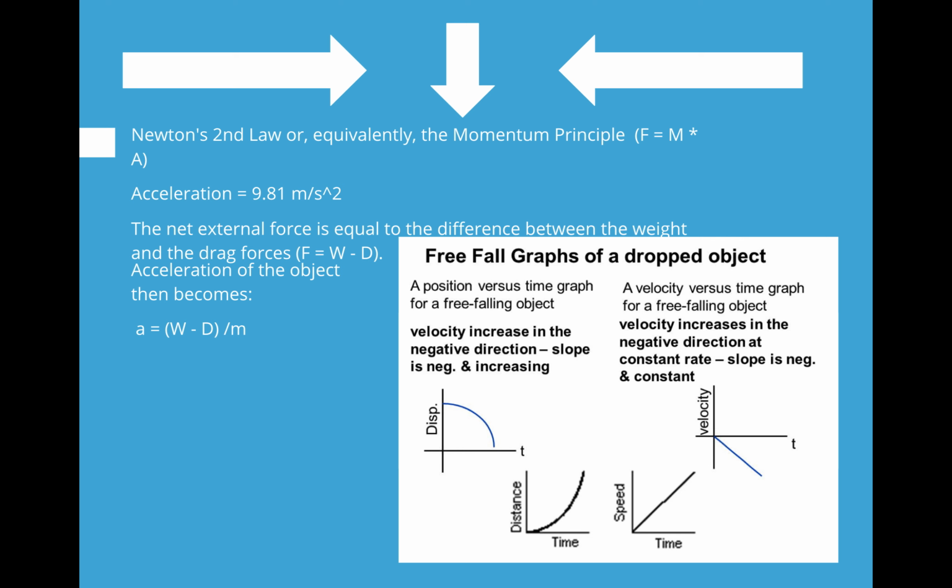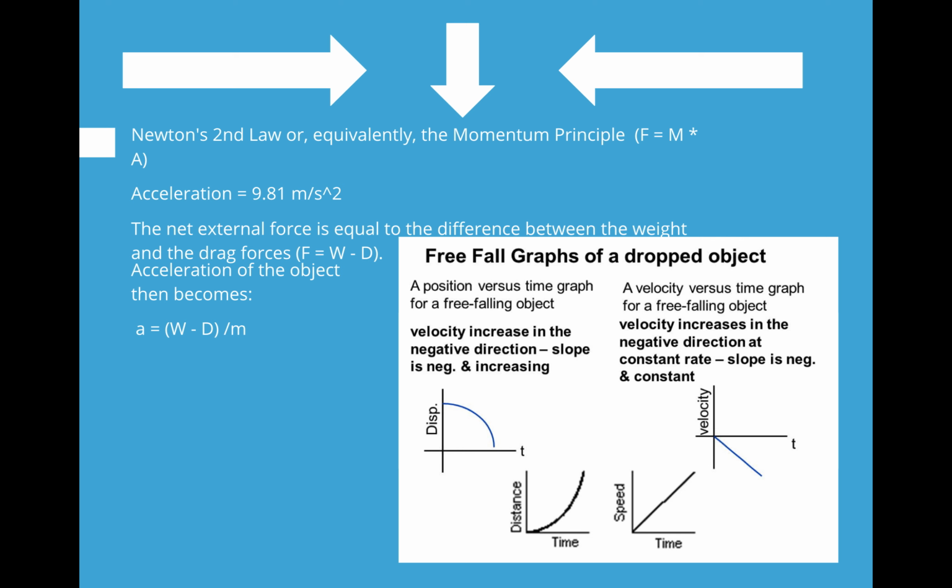Free fall graphs of a dropped object are discussed on the left bottom of this slide. In a position versus time graph for a free falling object, we can see that velocity is increasing in the negative direction and the slope is negative and increasing. In a velocity versus time graph for a free falling object, velocity increases in the negative direction at a constant rate. So the slope is negative and constant.